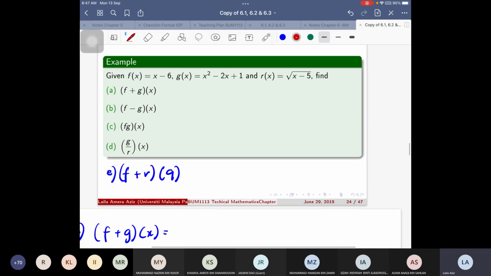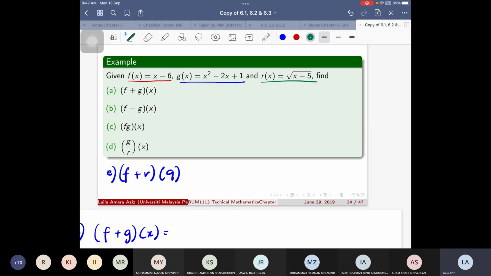Okay, so kita ada 3 function yang berbeza. So function yang pertama adalah f of x sama dengan x tolak 6. So function yang kedua adalah g of x sama dengan x square tolak 2x tambah 1. So dia adalah quadratic function. Dan function yang ketiga adalah r of x sama dengan square root x tolak 5. You jangan kata bila tengok square root tu rasa macam berdebar, no. So it's going to be the same idea.